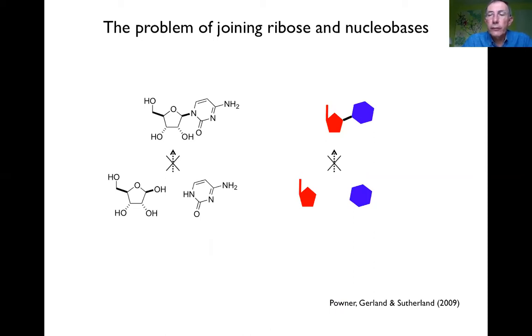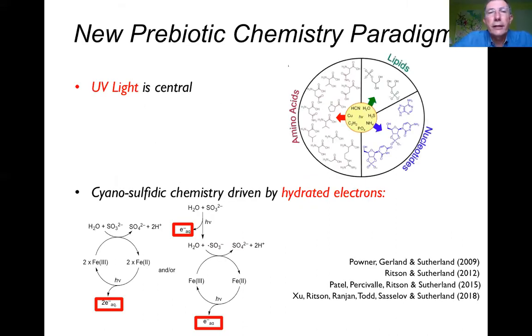So as an alternative, the three scientists that you see down there, Towner, Gerland, and Sutherland, in John Sutherland's lab in England, proposed a completely different way of synthesizing those monomers. And that happened 11 years ago, and now 11 years later, with the help of a couple more labs, but back with John Sutherland and Matt Towner, this has become a whole network, and let me call it a new prebiotic chemistry paradigm, where UV light is central.